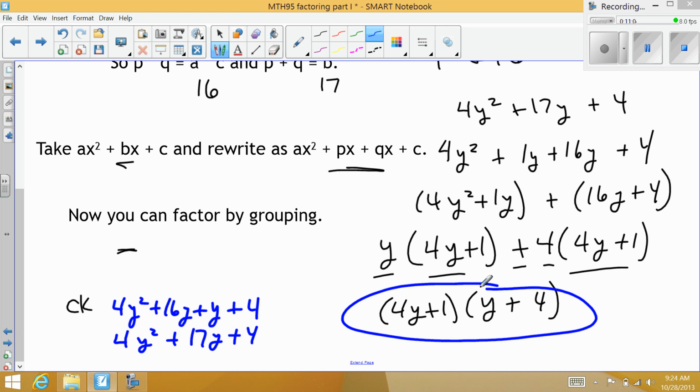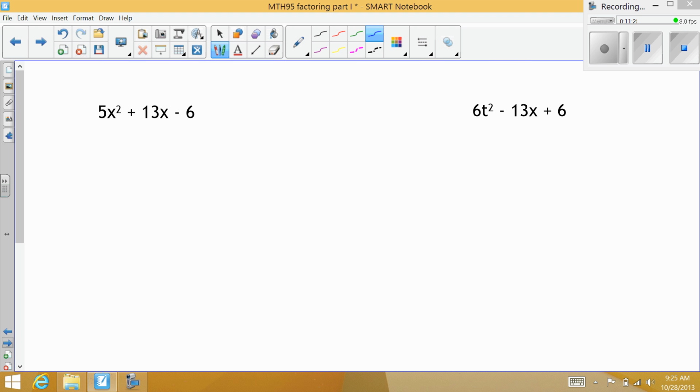So this groupie method has a couple extra steps, but what a lot of students like about it is it's a little more straightforward than the guessing and checking. And again, I like to use this method whenever my coefficients on my A or my C are very large, and I know there's going to be a lot of possible combinations to check. Okay, a couple more with the groupie method.